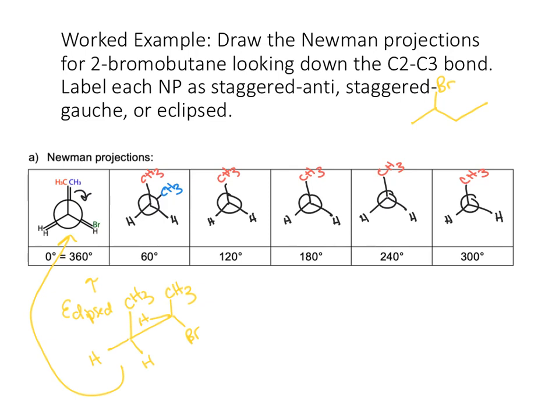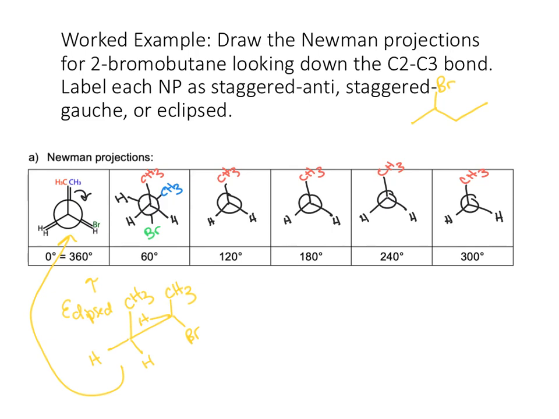Okay, so the methyl in blue is going to move over 60 degrees, and then the bromine would also move over 60 degrees, and then the hydrogen would move over 60 degrees. So now that's the next conformer. Now let's rotate another 60 degrees.